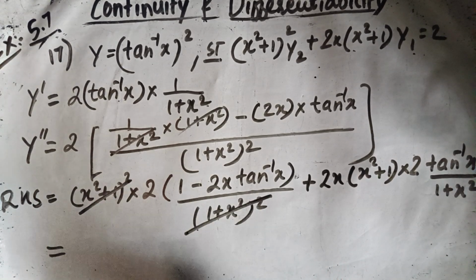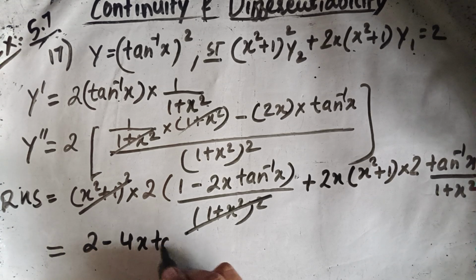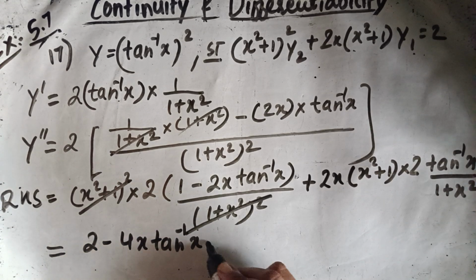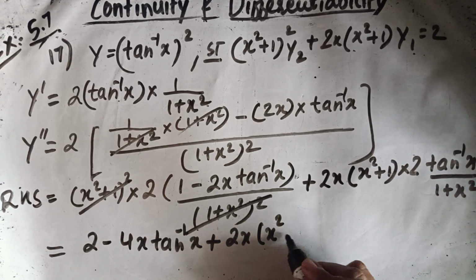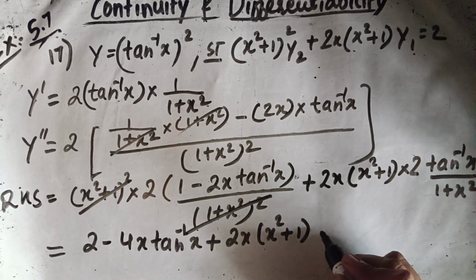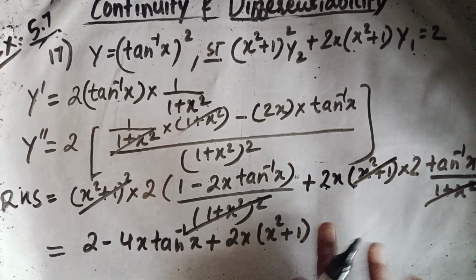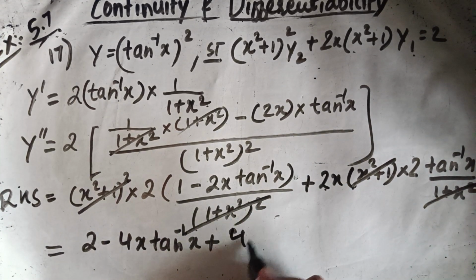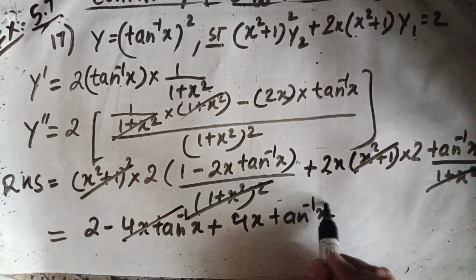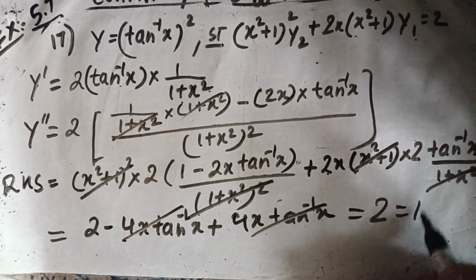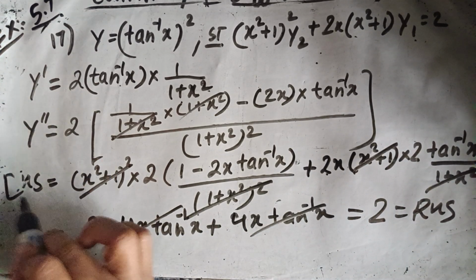This gets cancelled. You will get 2 minus 4x tan inverse of x. 2x square plus 1. This also gets cancelled. So 4x you will get here. So this and this gets cancelled and you get 2, which is our RHS. Sorry, this is our LHS, left hand side.